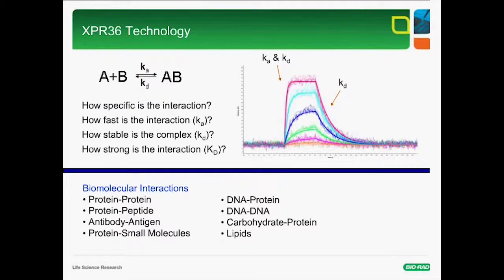The SPR technology is able to provide rich information about the interaction between biomolecule A and biomolecule B. Usually, the user of SPR obtains the specificity of the interaction and the kinetic constants ka and kd, as well as the equilibrium constant, the big KD. So they are the parameters describing the properties of these two biomolecules and their interaction. And as we listed here, almost all types of biomolecular interactions can be analyzed using the SPR technology.